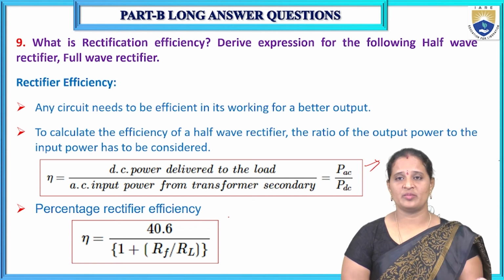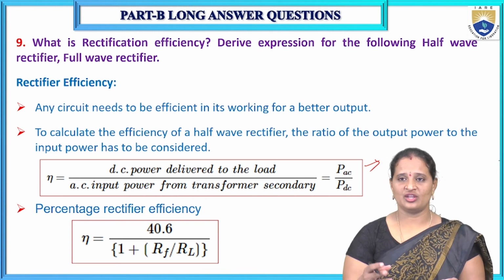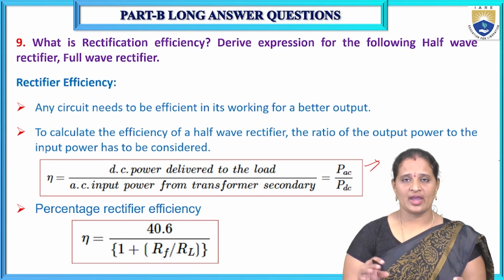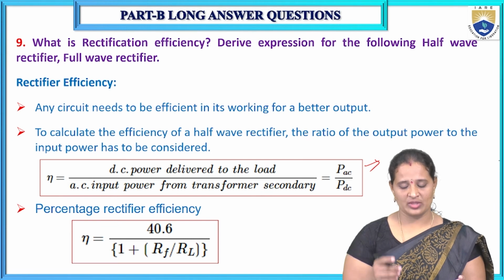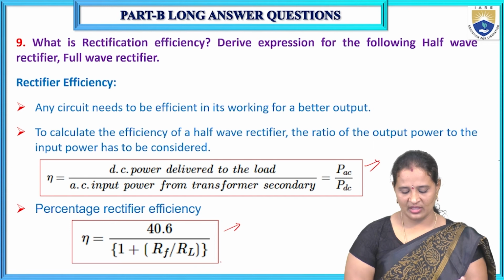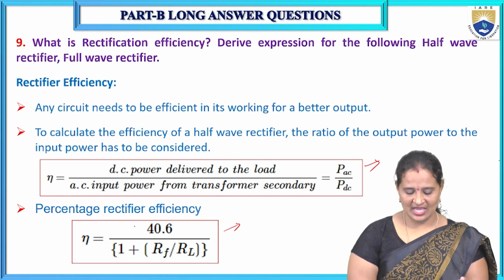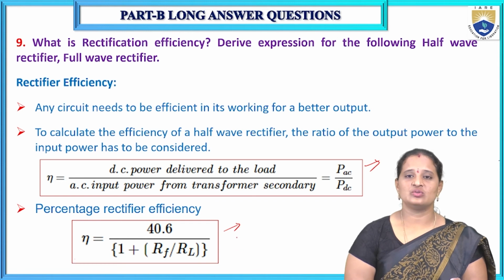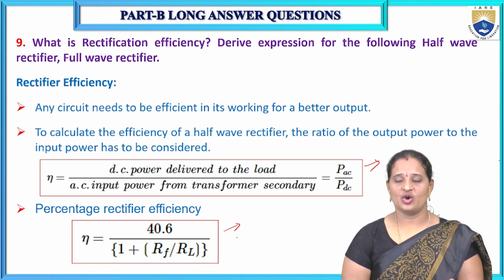You can go through my theory lecture, the analysis of half wave rectifier, and even the mathematical analysis of full wave rectifier. You just go through those lectures. Go through the derivation such that finally you get the equation for efficiency as 40.6 divided by 1 plus RF by RL. So this you have to derive.